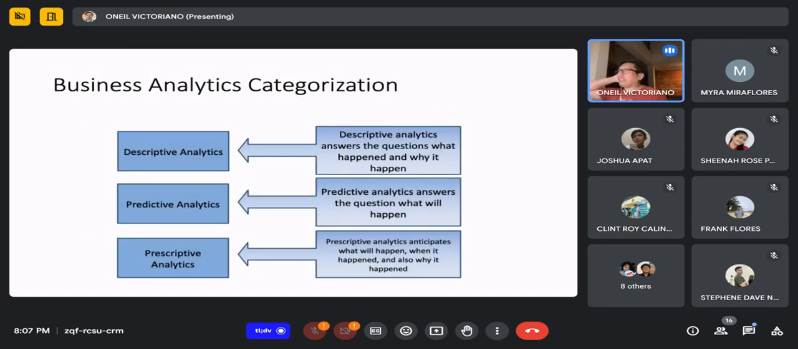So we have three categories for data analytics. We have descriptive, predictive, and prescriptive. When you say descriptive, it's what happened and why it happened. When we say predictive, what will happen. That's predictive. So we predict, no? And then lastly, we have prescriptive. So also why it happened, no? Bakit siya nangyari, no? And part of the prescriptive is we prescribe something, from what-if analysis to prescribing something for a particular context area.